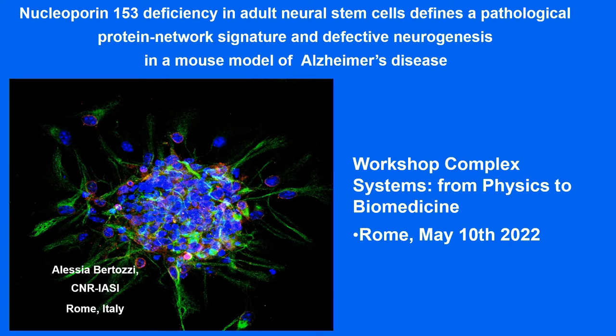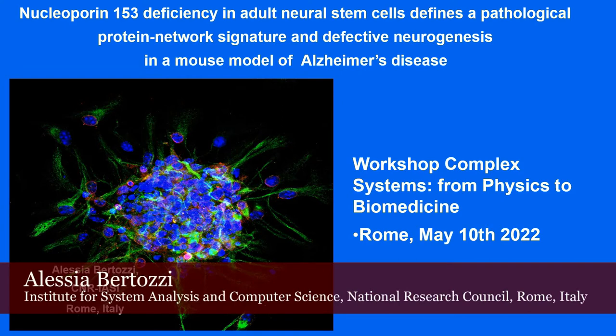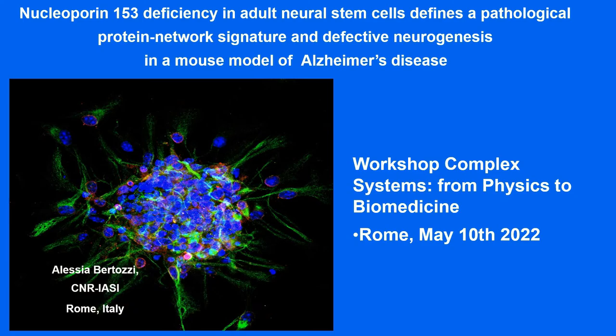Today I will show you how nucleoporin 153 deficiency in adult neural stem cells defines a pathological protein network signature and defective neurogenesis in a mouse model of Alzheimer's disease.